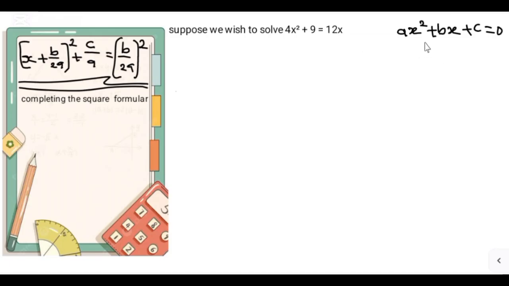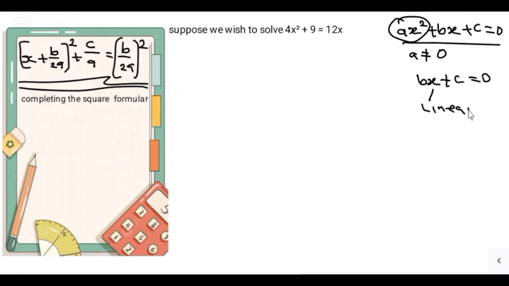Now remember that the form of a quadratic equation is like this. It therefore means that anywhere you see an equation whose highest power is 2, know that it's a quadratic equation. But a must not be equal to 0. If a becomes equal to 0 here, there's a big problem. What is the problem? The whole of this will disappear. If it disappears, you'll be left with bx plus c equals 0. This becomes a linear equation.